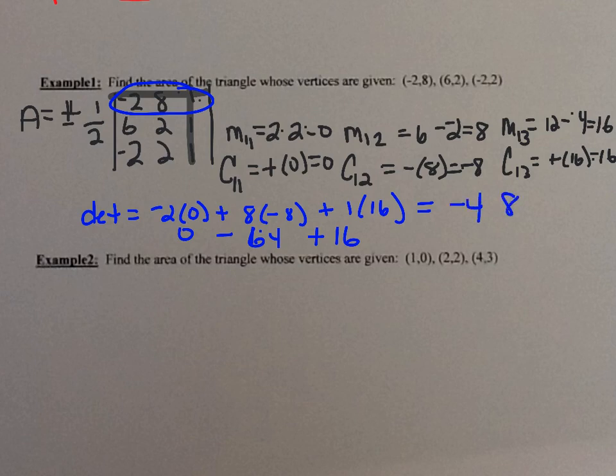So my area is going to be plus minus 1/2. So which one would I want to use? If my determinant is negative 48 and my area has to be positive, then I have to use negative 1/2. So it's going to be negative 1/2 of negative 48, which gives me 24. Okay, so let's try another one.